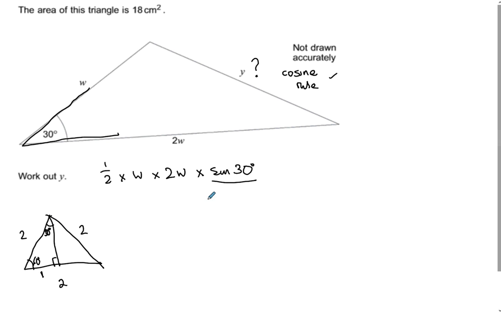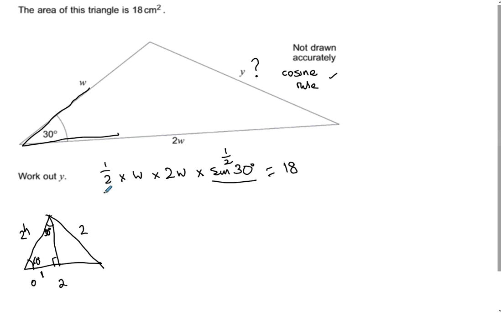Okay? So you can see sine would be, that is your opposite, and that is your hypotenuse. So it'll be 1 over 2. So sine 30 is actually a half. Isn't that fun? And that will be equal to 18.